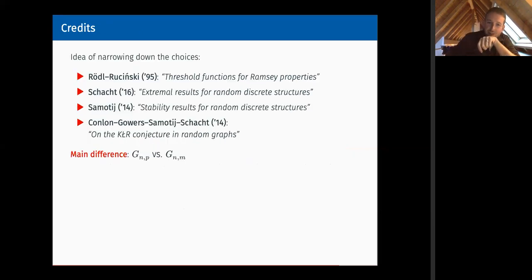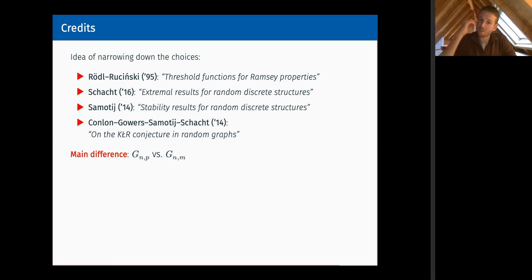Okay, let me give some credit to the previous results. So this idea of narrowing down the choices of where your random graph has to live goes back to the seminal paper by Rödl and Ruciński on Ramsey properties of random graphs. Then it was taken further by Schacht and Samotij, and even a version of the KŁR conjecture, or the main implication of the KŁR conjecture in random graphs, was proven in this way.